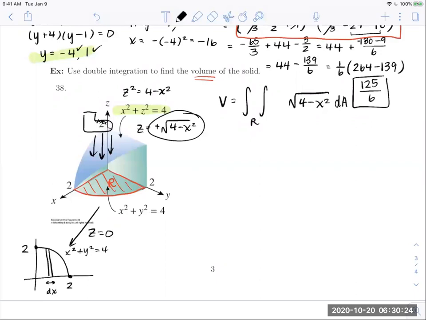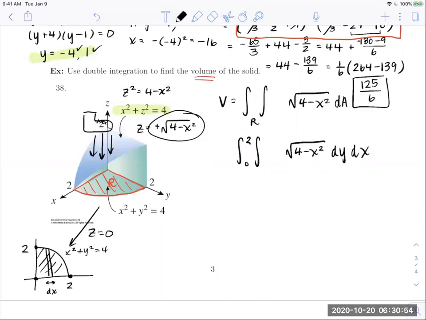That tells me that I'm going to set up my limits of integration and my order of integration in the following way. So here's my integrand, the square root of 4 minus x squared. I want my dx to be at the end, so I'm going to go dy dx. Along the x-axis, the smallest my region can be is 0, and the largest is 2. So those limits of integration are from 0 to 2.